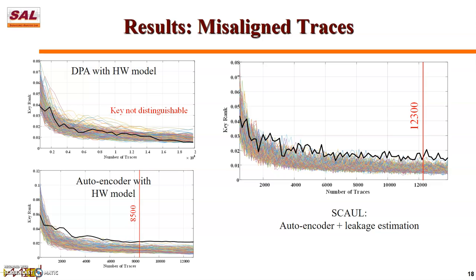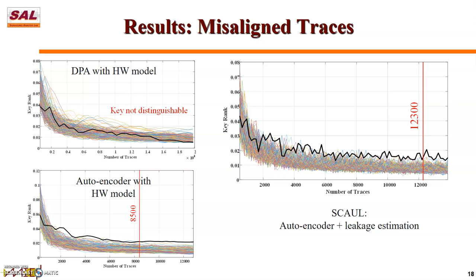However, as shown in the bottom left figure, a DPA attack with the autoencoder features identifies the correct key with less than 8,500 traces. This result implies that the autoencoder is able to extract information about secret data even if the measurements are not aligned, and the information is distributed over random samples of power traces.